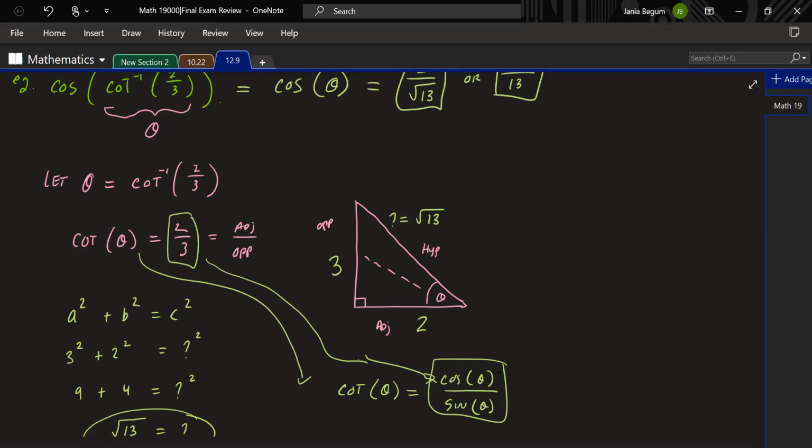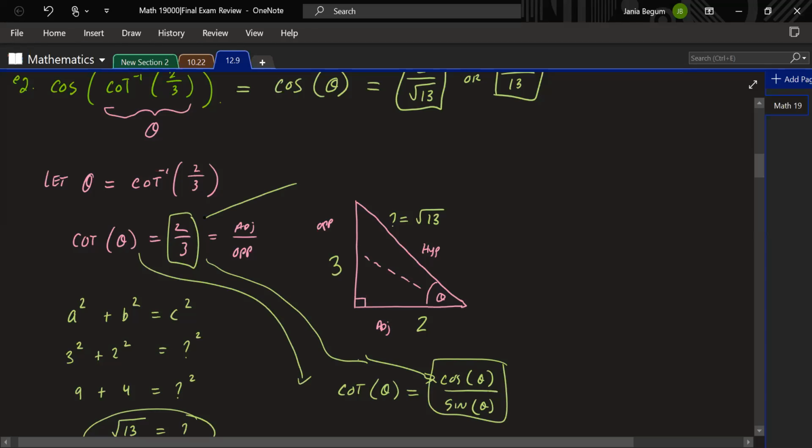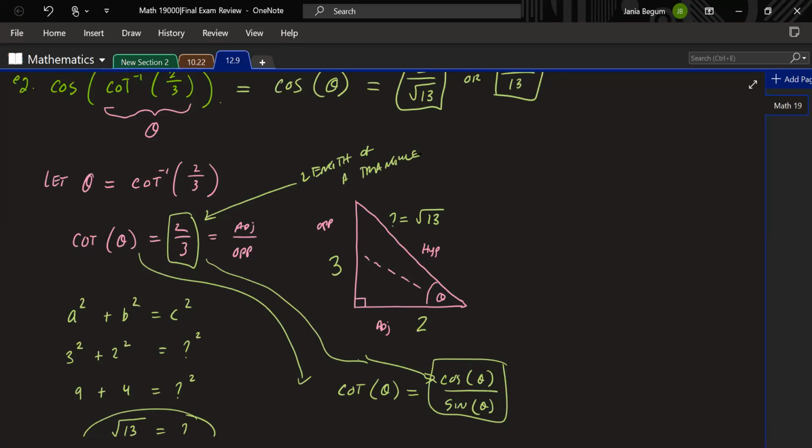Does that make sense, Richie? Yes, a little bit. Thank you. Okay. So these are just the lengths of a triangle. They're not really the sine and cosine values, so you can't just equate them. Okay. All right. Any other question?